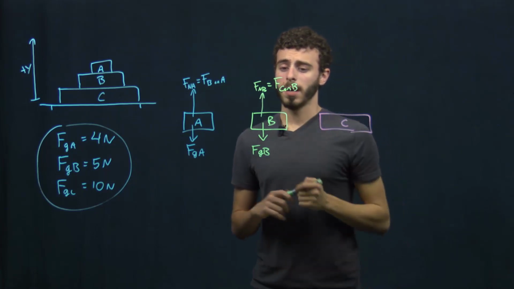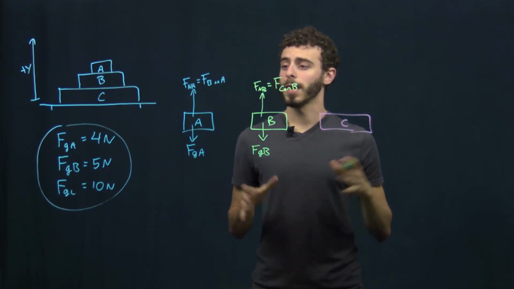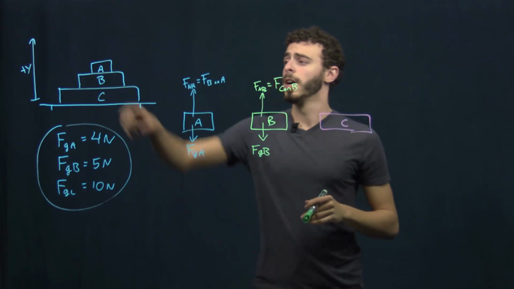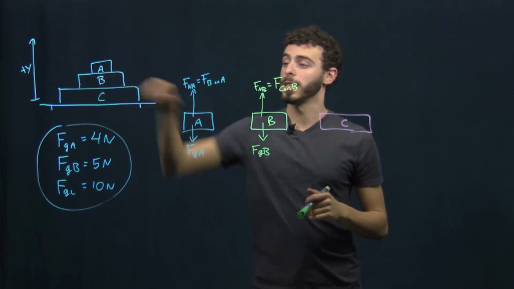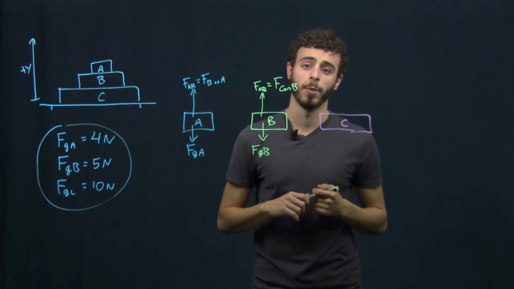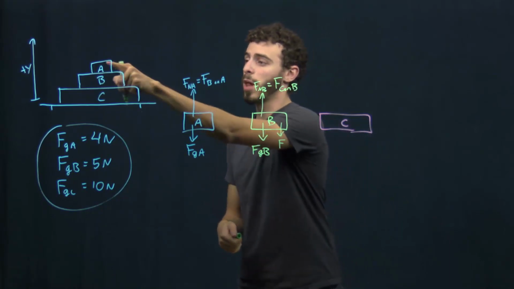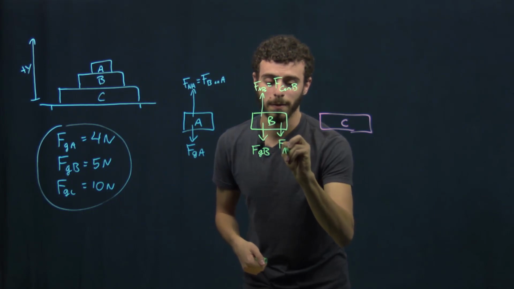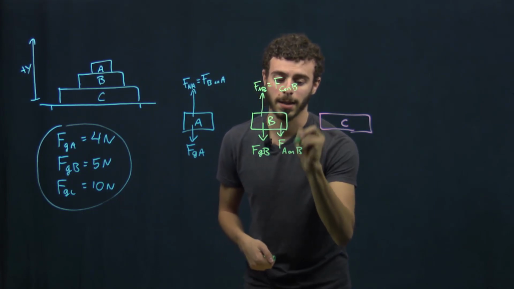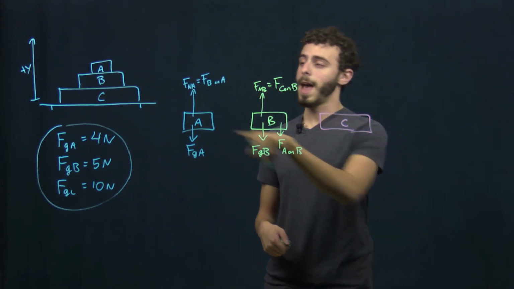So these are our two forces here, but we actually have a third one that we can't forget about, which is the fact that book A is also sitting on top of book B. So it's going to push down on book B. What we'll call that one is the force of block A on block B. Again, we're being very clear with which forces are acting on what. So this is force of A on B.